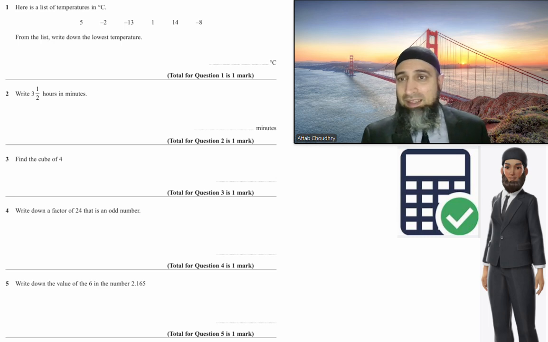Science video. Here is a list of temperatures in degrees Celsius. From the list, write down the lowest temperature. Now clearly the lowest temperature is going to be a negative number over here. So you have -2, you have -13, and you've also have -8. Now the smallest negative number over here is going to be -13 degrees Celsius.